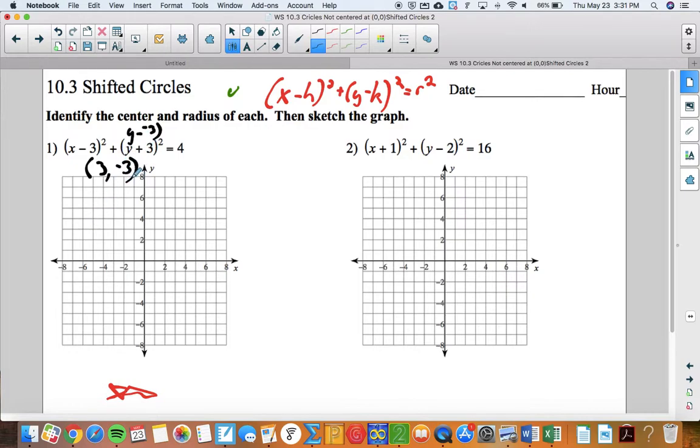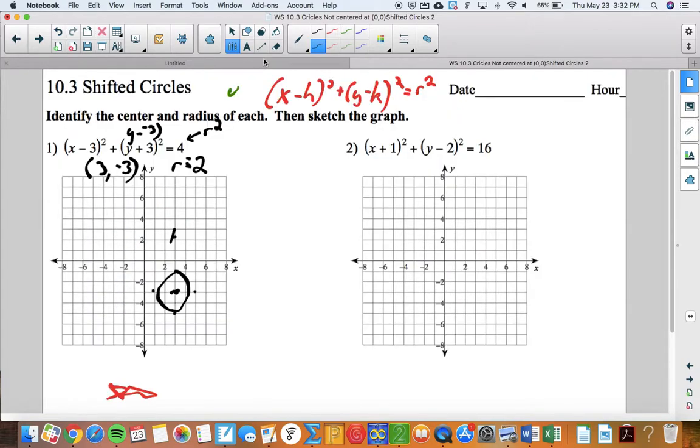And then the radius, remember, this is the r squared value, or radius squared. So what does the radius have to be so that when you square it, you get 2? Well, square root it, the radius is 2. So the center is going to show up at 3, negative 3, which is right there. And then you go up 2, right 2, down 2, left 2, and make your circle around it. That's a pretty circle.